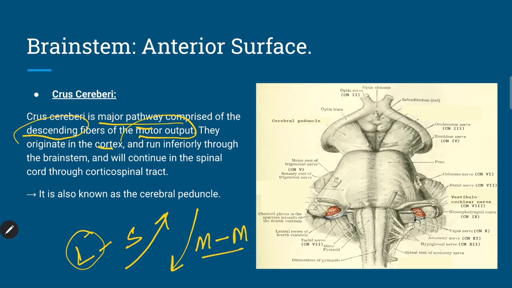They originate in the cortex and run inferiorly through the brainstem and continue in the spinal cord through the corticospinal tract. We have discussed in the spinal cord lectures that the name of a pathway tells where it originates and where it is going. So the motor pathway is usually corticospinal, starting from the cortex and going into the spinal cord, so it's a corticospinal tract. It is also known as the cerebral peduncles.